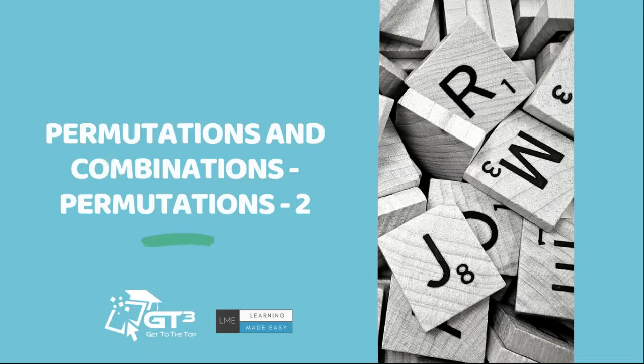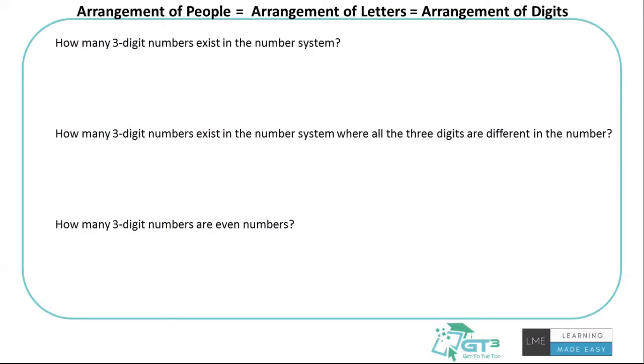So let's get started. As we have already said in the earlier video of permutations 1, arrangement of people, arrangement of letters, arrangement of digits, it's all the same. Generally, with digit arrangement, you don't get a clue which digits should be arranged. Sometimes they would give it as an extra condition. Normally, what are the digits we see in numbers? 0, 1, 2, 3, 4, 5, 6, 7, 8 and 9. These are the 10 digits that we can put in numbers.